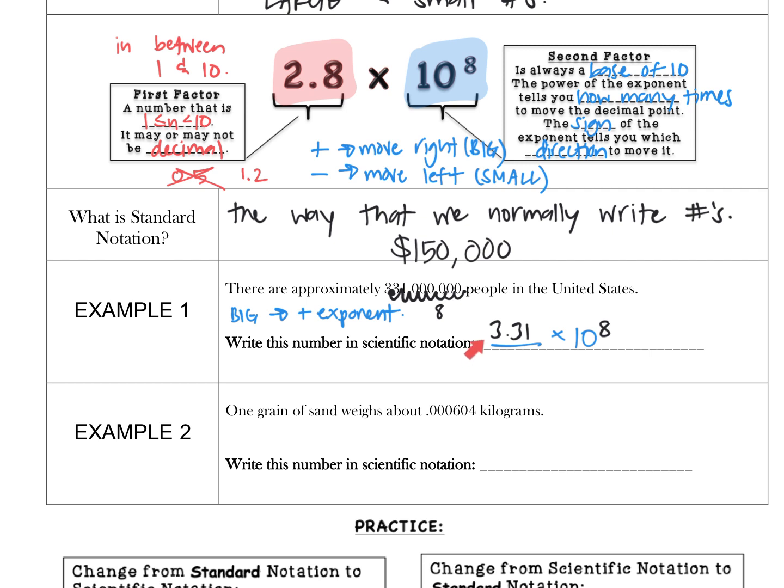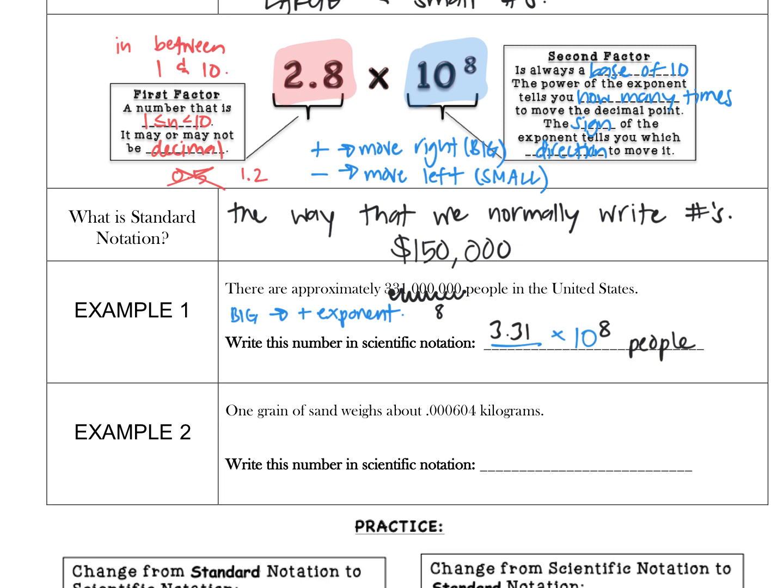So if we were given this as my number in scientific notation, to go into standard notation, we would just go the opposite way and move my decimal place to the right 8 times. 1, 2, 3, 4, etc., etc. Okay, and that would get us to this number of 331 billion. So this is 3.31 times 10 to the 8th people in the United States.